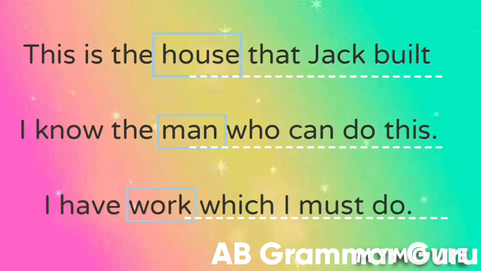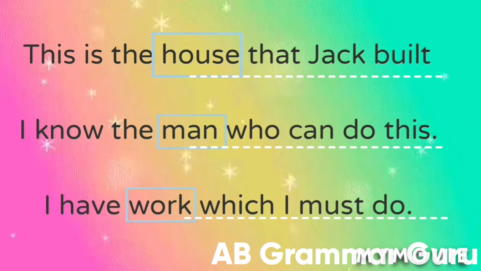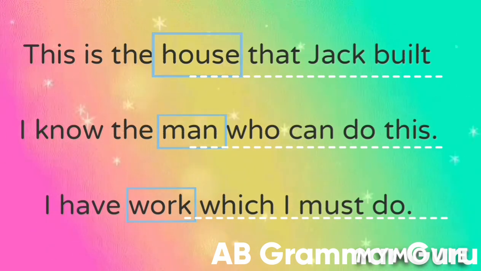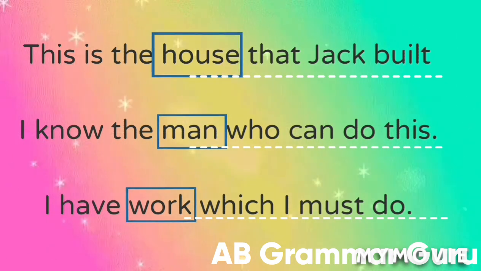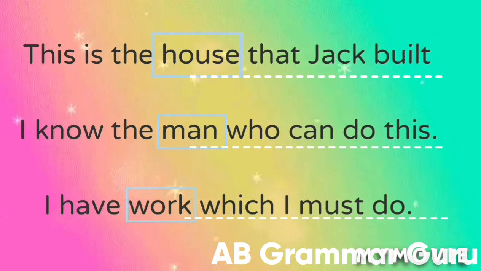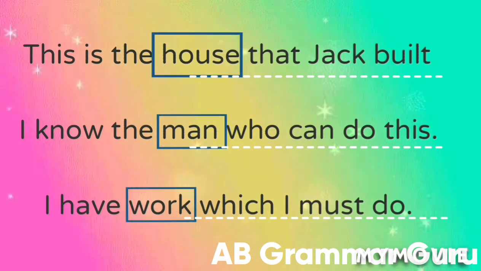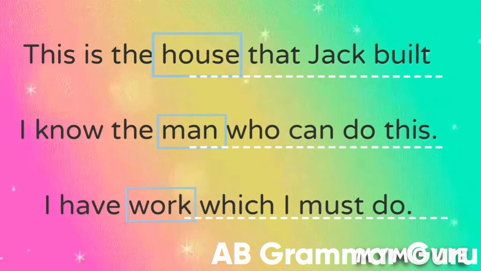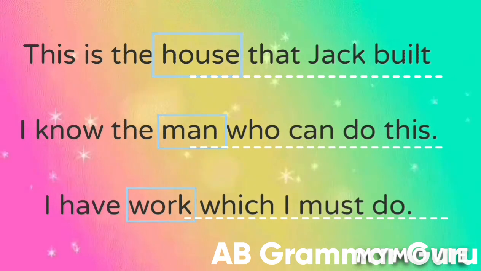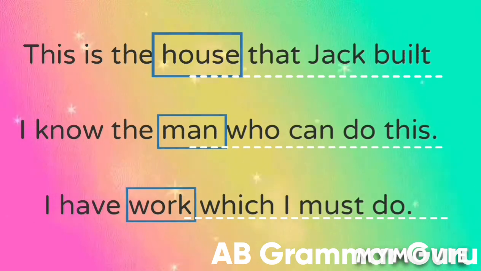The first one, this is the house that Jack built. So house is inside the box, means it is a noun, and that Jack built, these words, are telling us something about house. So it is an adjective clause. That Jack built is the adjective clause. I know the man who can do this. So man is a noun. Who can do this is the whole sentence working as an adjective clause. I have work which I must do. So which I must do, this underlined sentence is the adjective clause, and work is a noun.